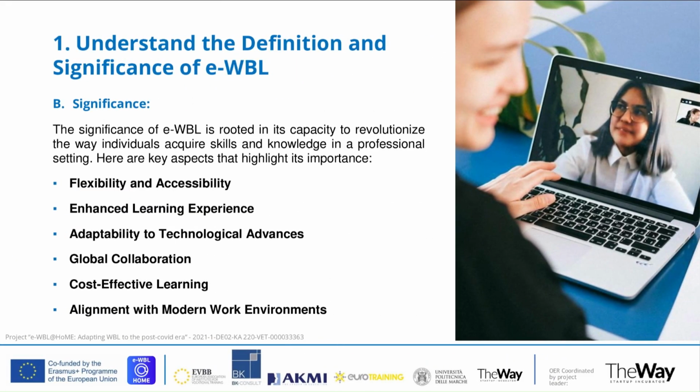The importance of e-WBL lies in its transformative capacity to revolutionize how individuals acquire skills and knowledge within a professional context. Here are key aspects that highlight its significance. Flexibility and accessibility. Enhanced learning experience. Adaptability to technological advances. Global collaboration. Cost-effective learning. Alignment with modern work environment.